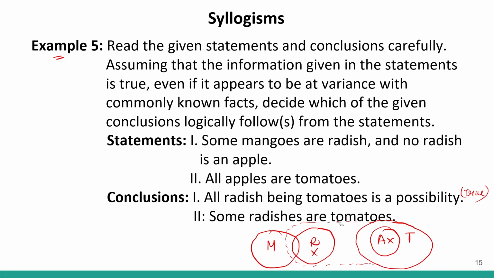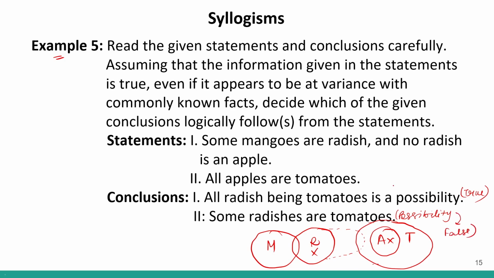Conclusion 2 says some radishes are tomatoes. Now if you look at this diagram, in this diagram there are radishes that are not tomatoes. Correct? There are no radish that is tomato. So this is a possibility that some radishes can be tomato. Radishes can be like this. So this could be a possibility, but it is not mentioned in the conclusion that it is a possibility. Therefore, this will be false.